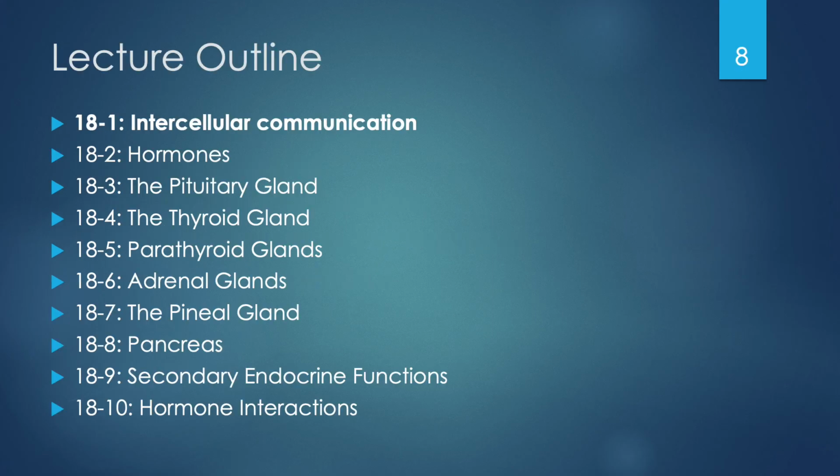In today's lecture, we're going to follow through the organization of the chapter so that way you can follow along, press pause if you need to, and review certain content sections as appropriate for your studying. So first, we're going to discuss how cells communicate between one another, and then we'll move into a more broad conversation about hormones. After that, we're going to go through one after another the major endocrine system glands. So we'll talk about the pituitary gland, the thyroid gland, the parathyroid glands, the adrenal glands, and the pineal gland, and then finally the pancreas. Then we're going to wrap up our conversation with discussing some secondary endocrine functions, and then finally some hormone interactions.